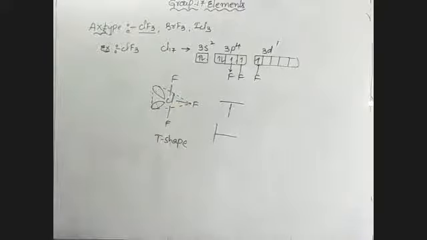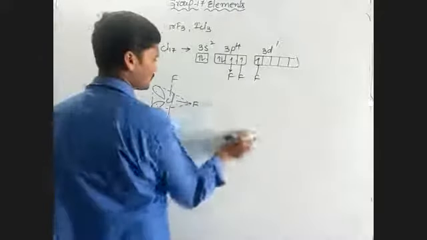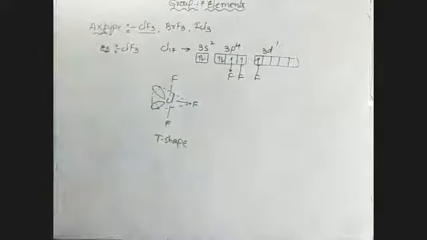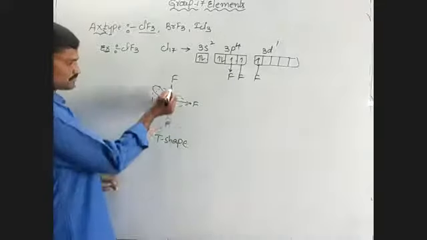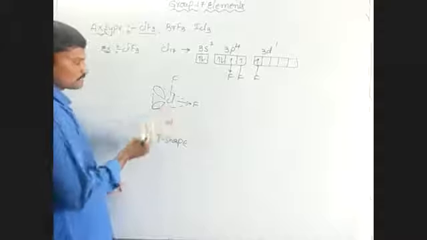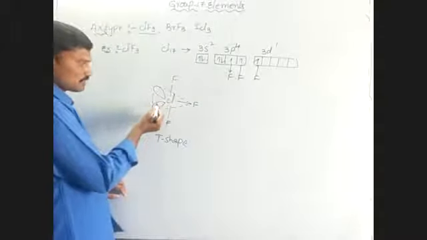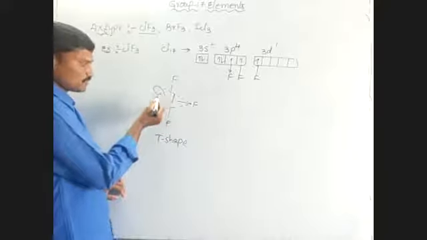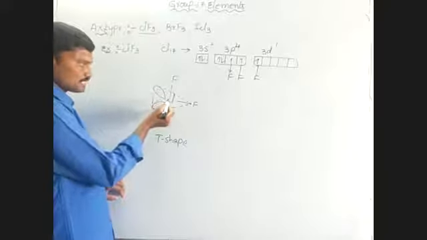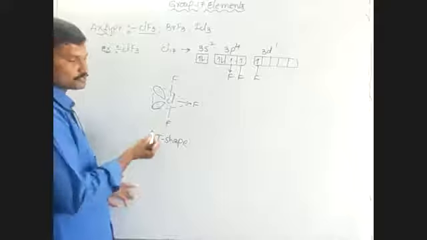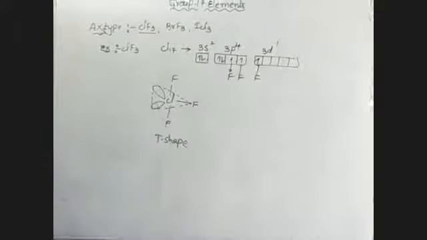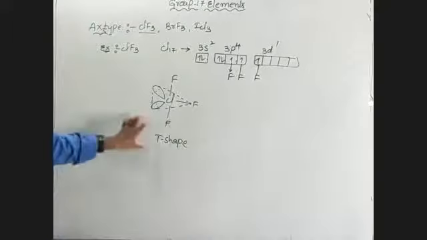T shaped molecule. So the original geometry is trigonal bipyramidal. Here these are axial positions, these are equatorial positions. These 2 lone pairs of electrons occupy equatorial positions in the ClF3 molecule. So as per VSEPR theory, the shape is T shape.